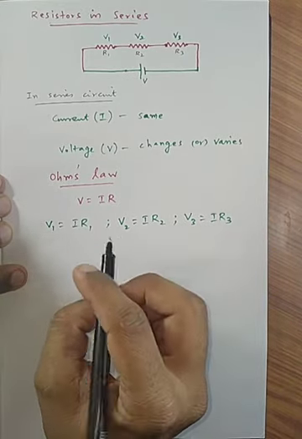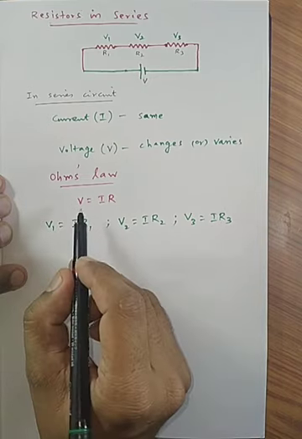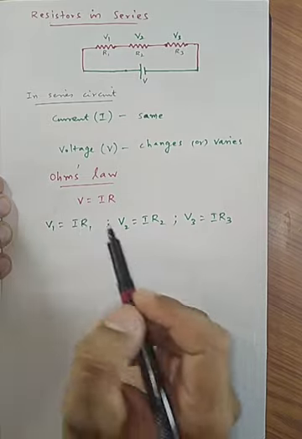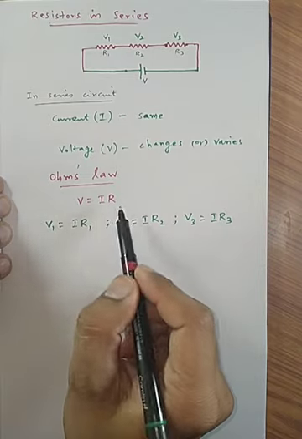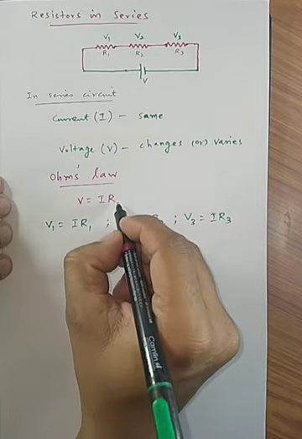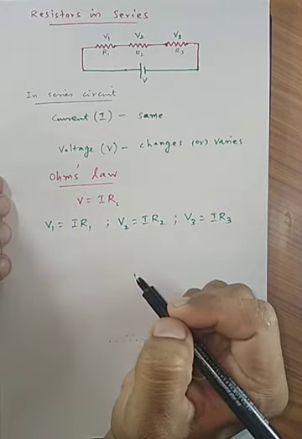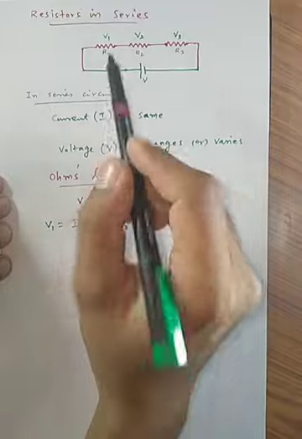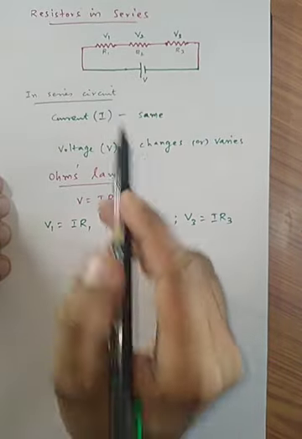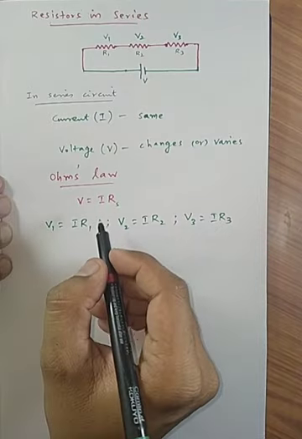And here one more thing I want to do for our convenience. Instead of writing V is equal to IR, I write this as V equals I RS. Here S represents series connection of resistors. Go ahead.